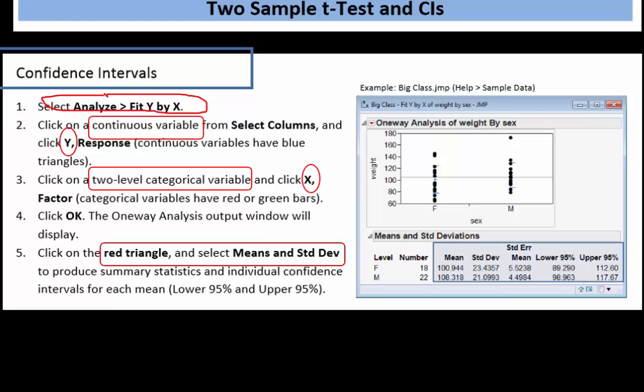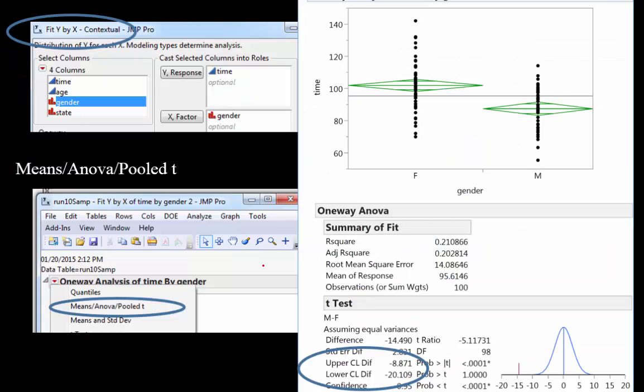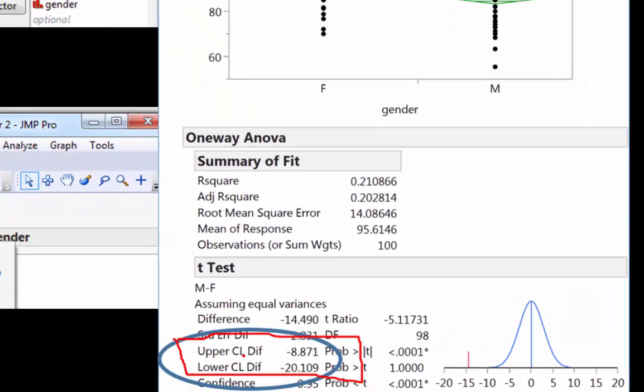The way we get to this is Analyze, Fit Y by X, which we've used before. The continuous variable goes in the Y, the categorical variable goes in the X, and then from the red triangle associated with that, we choose means and standard deviation. It shows that process here, which then gives us the one-way ANOVA. And from that one-way ANOVA, we have these results for the upper and lower confidence levels.